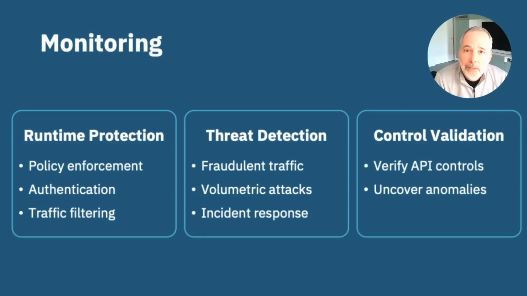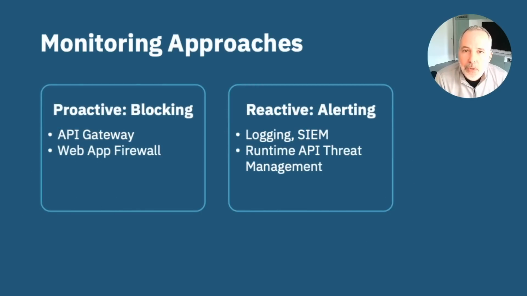And then finally, you want to validate the controls that you have in place to make sure they are working properly at the gateway, at the firewall, at the application itself, that these controls are functioning as designed, that there aren't any surprises happening in production you weren't expecting. You're not finding any anomalies or unexpected traffic going unnoticed without the proper controls. Now, there are really 2 fundamental approaches to runtime monitoring. There's proactive blocking, which you'll find with things like a gateway or a web application firewall.